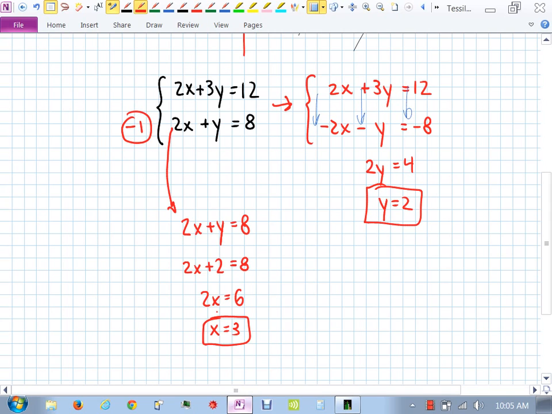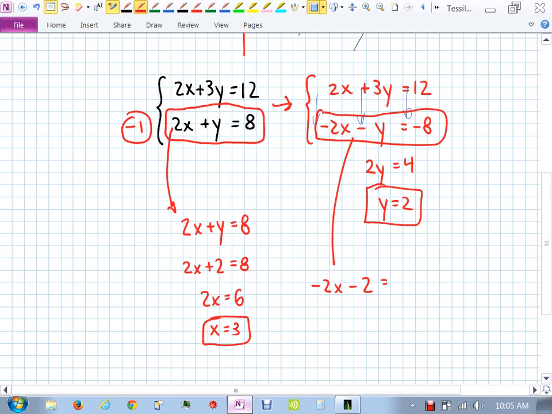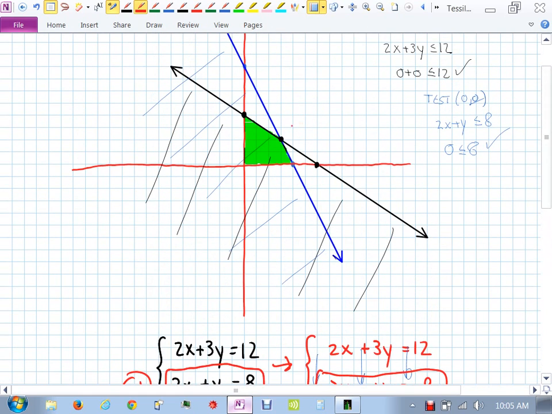Oh, no, but I went back to the first equation. I could have gone to this one also, but I chose the first equation. Look, if you take this one and you replace y with 2, you would get negative 2x minus 2 equals -8. Then negative 2x equals -6 by adding 2 on both sides, and you still get x is 3. So no matter what equation you use, you should get x is 3. So I just come back up here and I label this point 3, 2. And I'm done.